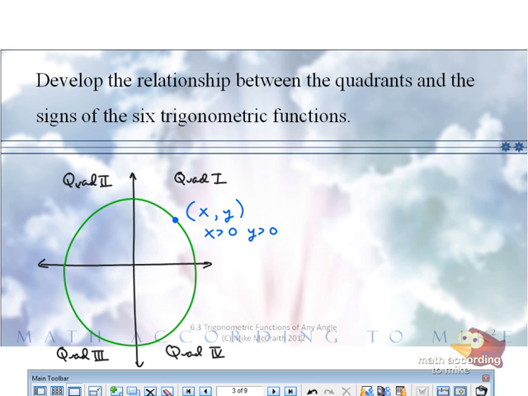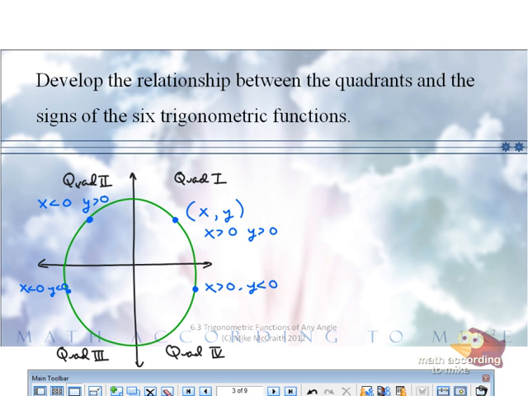How about in the second quadrant? If you picked a point, the x-coordinate would be, the y-coordinate would be. Third quadrant? They're both negative. Shorthand for negative is less than 0, positive, greater than 0. And fourth quadrant.